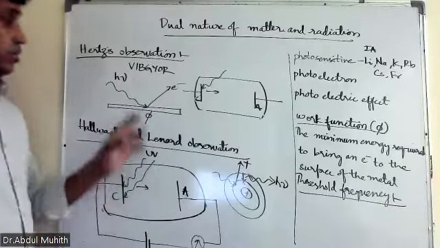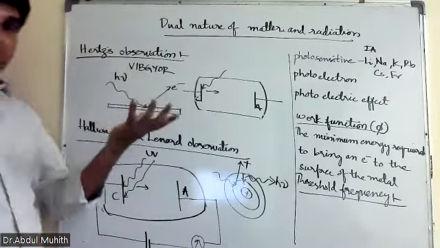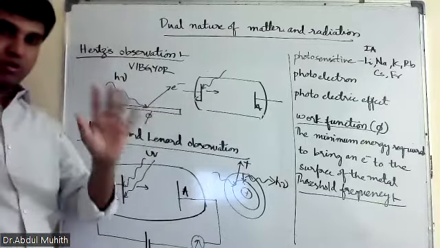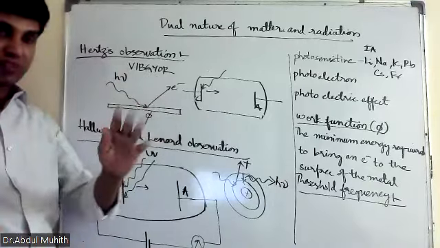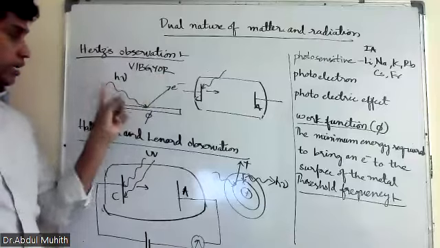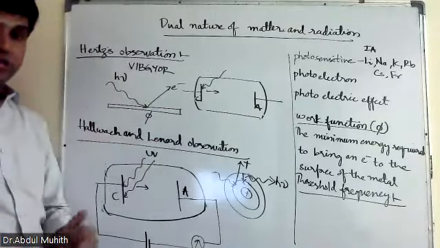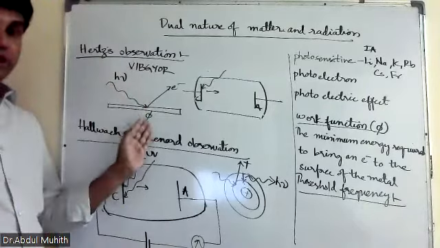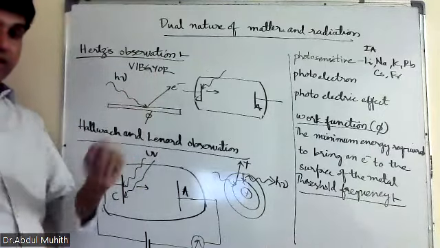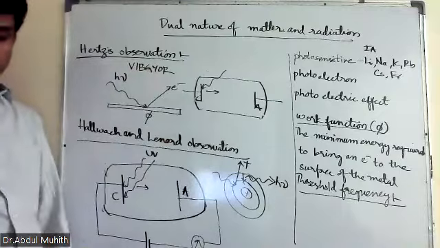So not for every radiation will the electron be emitted. I have taken visible colors as an example, but it is also applicable for infrared and UV radiation. Maybe for red color light incident on this metal, the electron did not eject. They tried orange also, the electron did not come out. Maybe for yellow also they tried, the electron did not come out. Then for green it started coming out. So that particular frequency is known as threshold frequency.